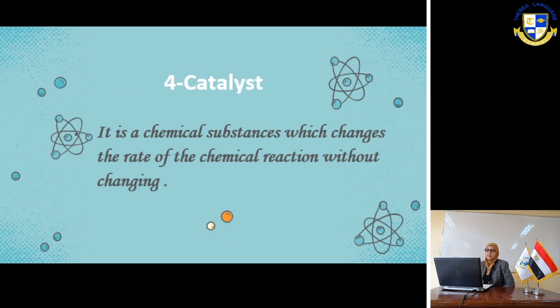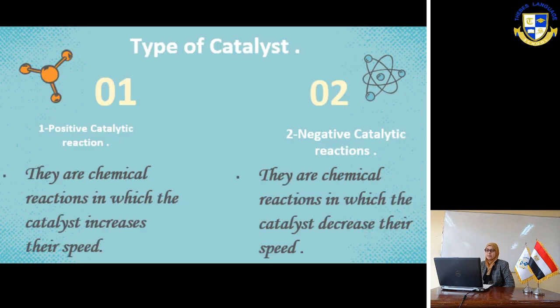Slide number 12. Catalyst. What is meant by catalyst? A catalyst is a chemical substance which changes the rate of the chemical reaction without itself changing. Slide number 13. Types of catalyst. Here we have two types of catalyst, positive catalyst and negative catalyst. What is a positive catalyst? It is used in chemical reactions in which the catalyst increases their speed. And the negative catalyst is used in chemical reactions in which the catalyst decreases their speed.